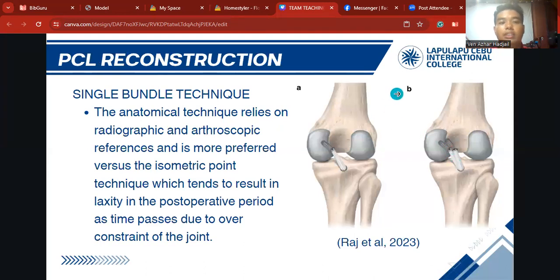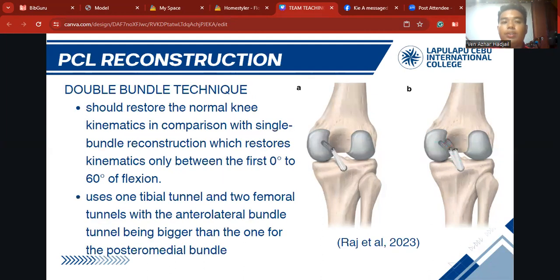So the single bundle technique, the anatomical technique, relies on radiographic and arthroscopic reference and is more preferred versus the isometric point technique, which tends to result in laxity in the post-operative period as time passes due to constraint of the joint. So we have the double bundle technique.